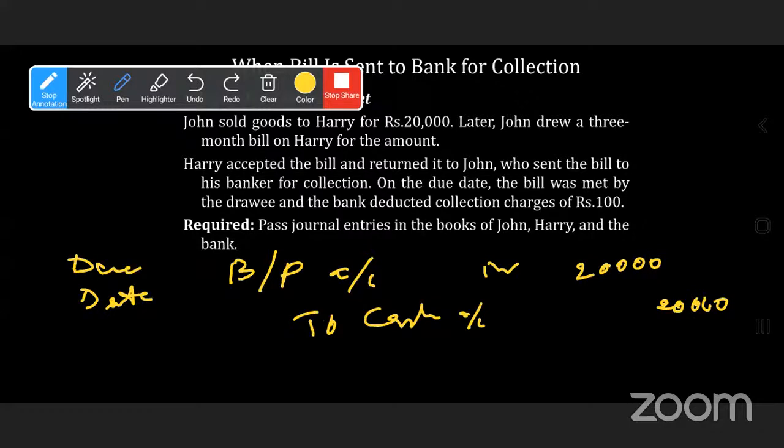So coming to the bank. It should be noted that the bank does not make a journal entry in its books of accounts, but when the bill is received by the bank for collection, they have to make the transaction. That is, it has to record all the particulars of the bill in a memorandum book. So for that, you have to pass a journal entry on the due date in the books of bank.